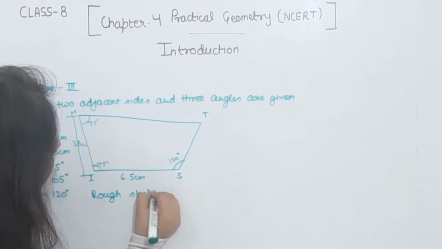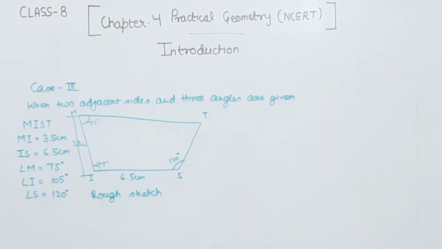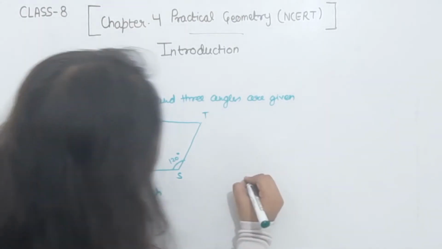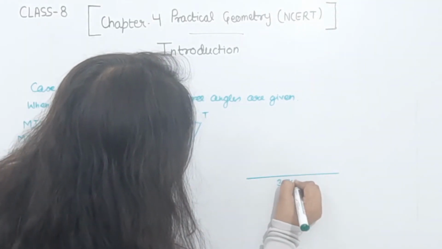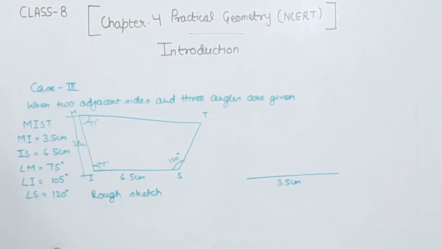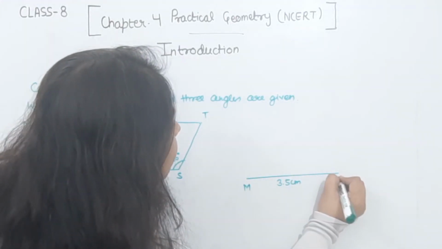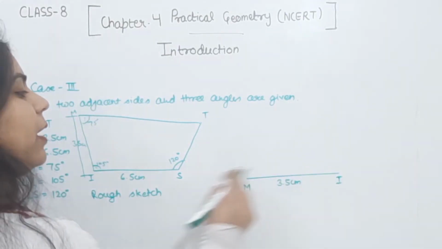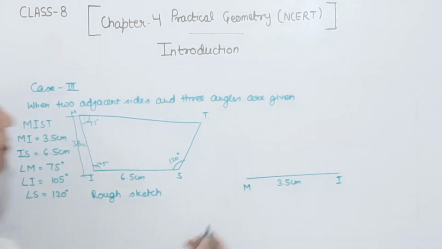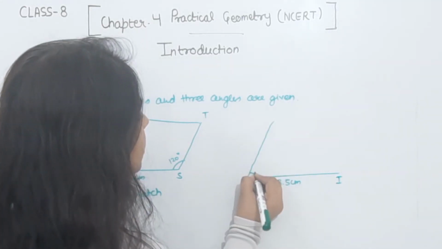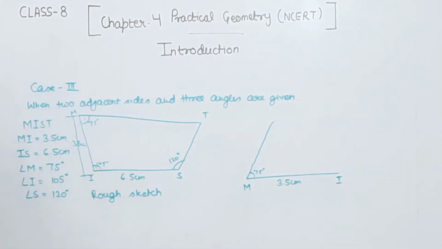Now we are going to draw the fair sketch. First of all, we take the base MI as 3.5 centimeters. So this is the 3.5 centimeters we are having. Why am I taking this as the base? Because we have 2 angles on the base, so we can draw both the angles on the base. Now angle M is 75 degrees. So this is the 75 degrees. We are going to draw it with the help of the protractor. This is M and this is the point I we are having.